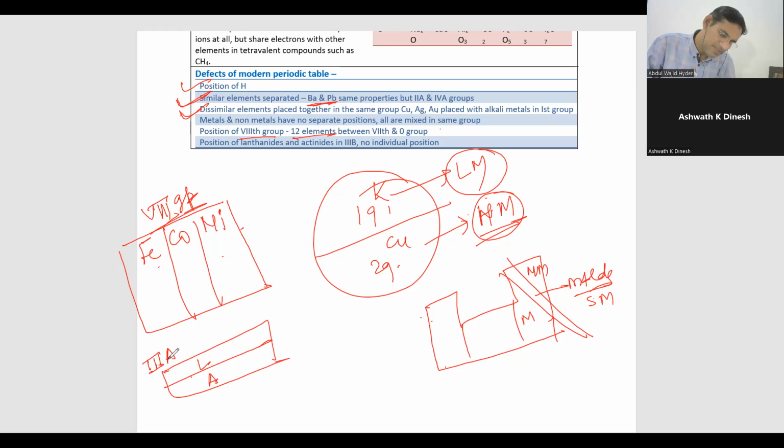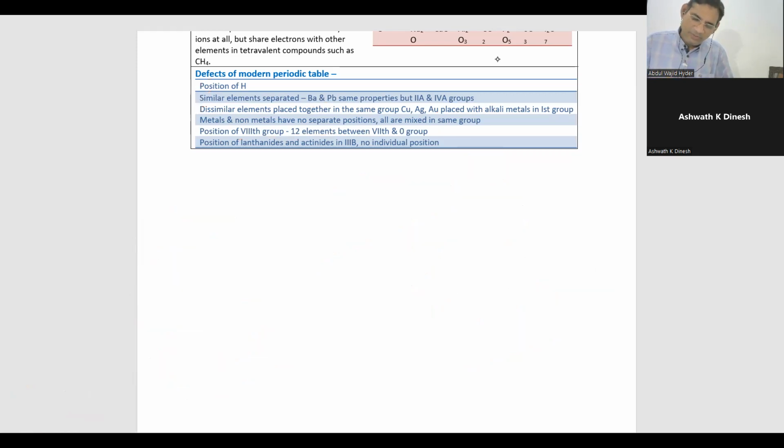According to this it is third A. According to the rest of the world system, it is third A, and according to the North American system, it will be third B. So we should remember all this. These were the defects of the modern periodic table. They can ask you this.